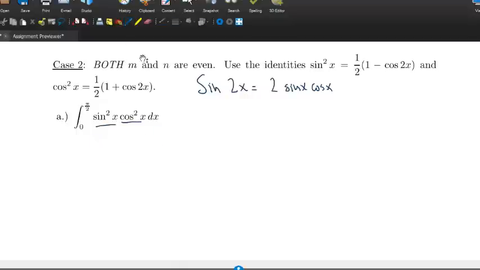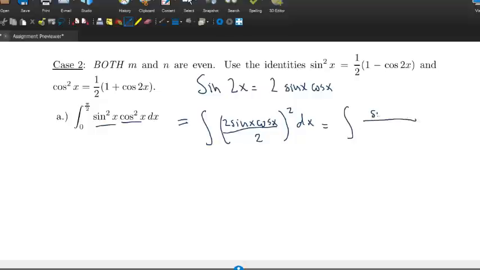I can write this expression as an integral, and I will forget about the limits for a second. I have sine x cosine x times 2, divided by 2, to the power 2, dx. So this is the same thing as saying what? I can replace the numerator by sine 2x, so the numerator becomes sine 2x squared, which I can write as sine squared 2x, and the denominator will be 2 squared, which is 4, dx.